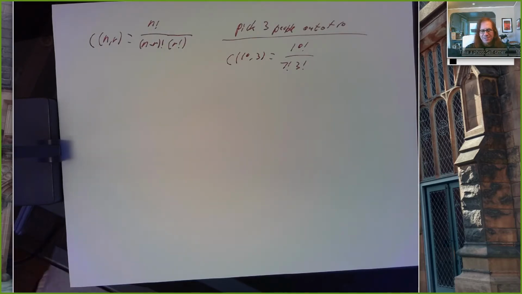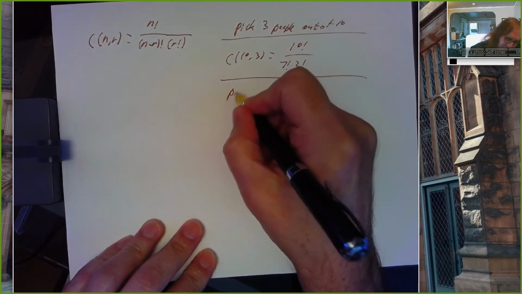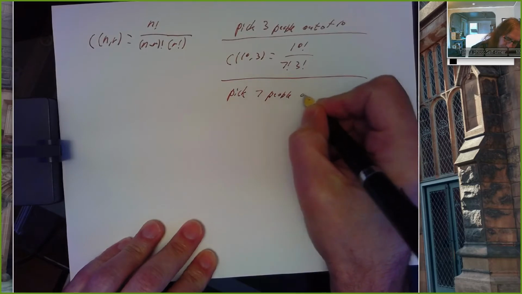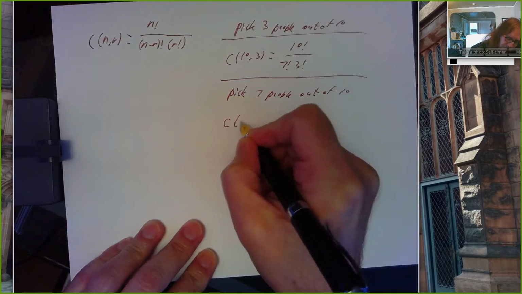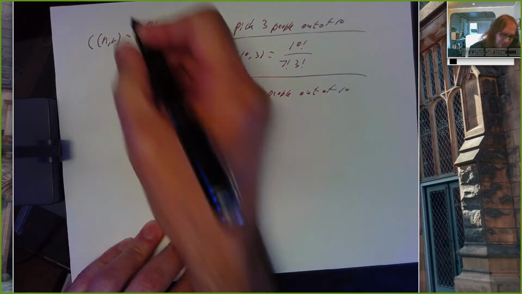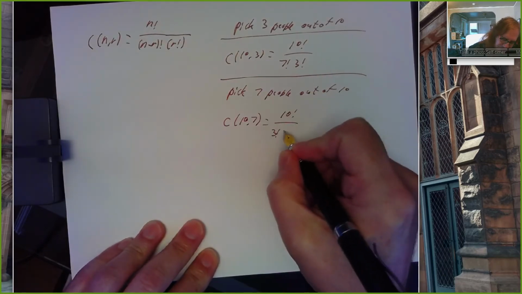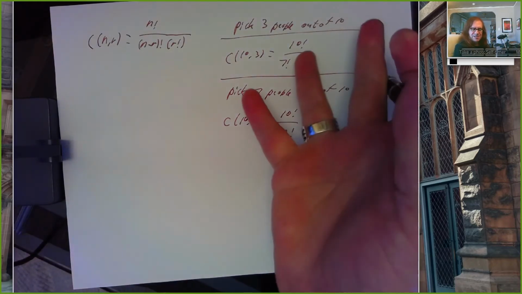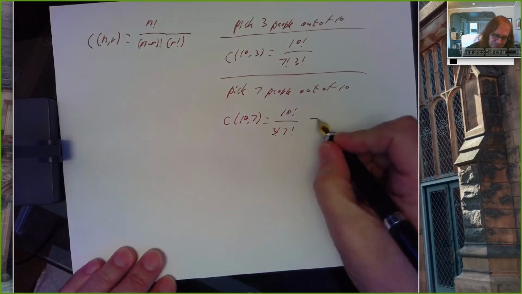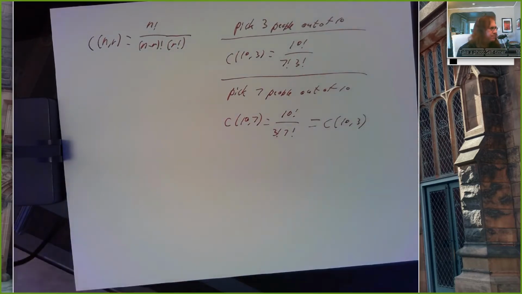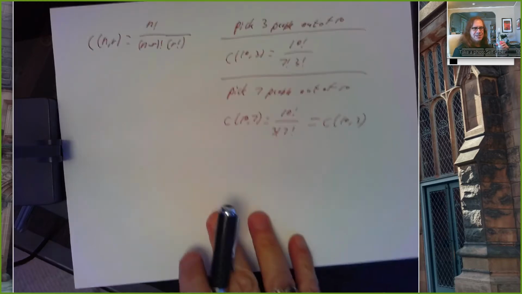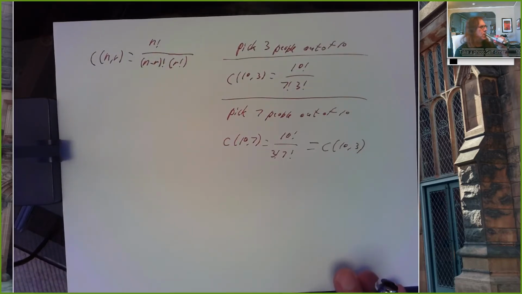And an interesting thing to note is, suppose I had said, let's pick 7 people out of 10. Well, that's C(10,7), and according to our formula, that's 10 factorial over 3 factorial times 7 factorial. That's exactly the same as C(10,3). Now, is that surprising? That picking 3 people can be done the same number of ways as picking 7 people? Is that surprising, or is that obvious? Or is it neither? Both. Nice.